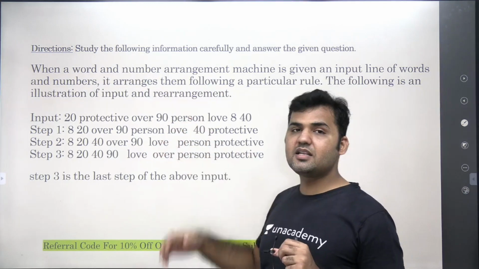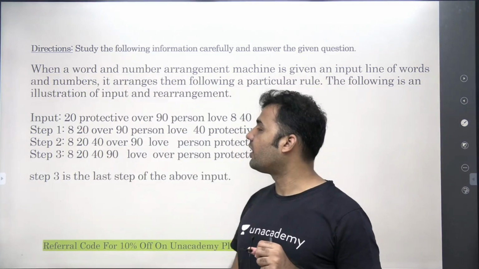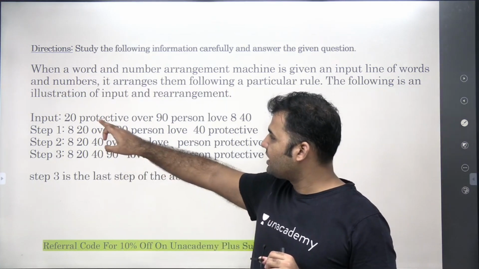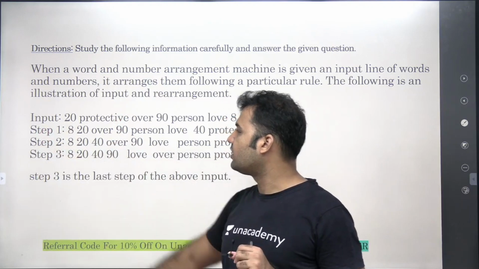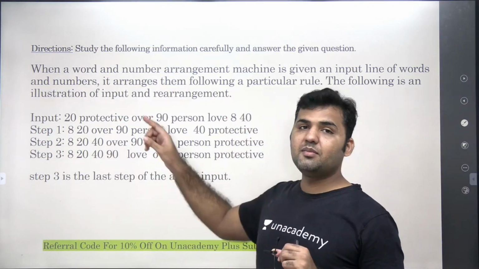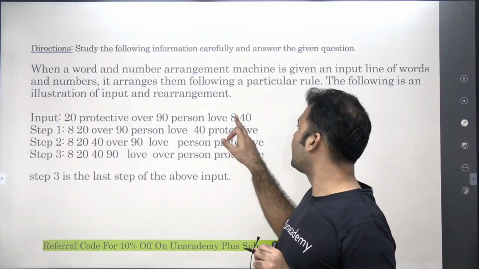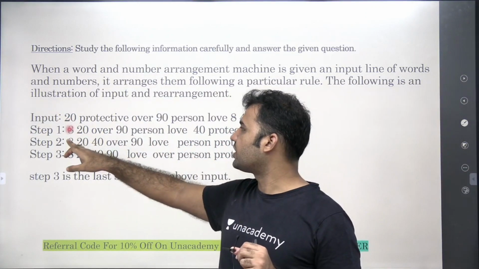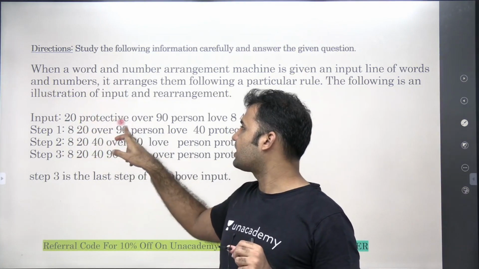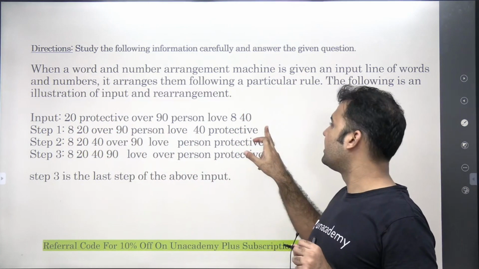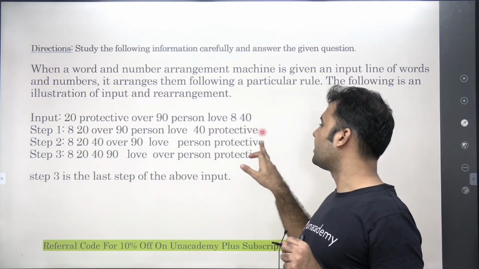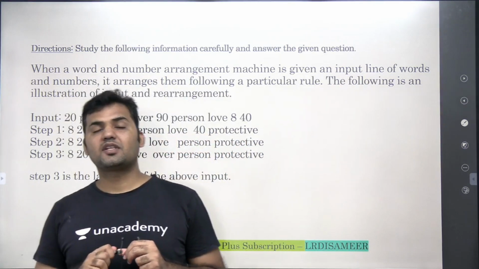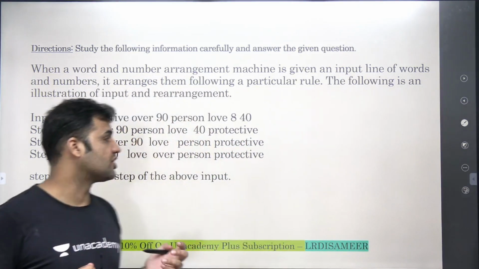Okay, how is the movement happening now? Observe step number 1. If you compare the input with step number 1, you will see that 2 elements are moving. How? You see that the number 8 was positioned here, but in step 1, 8 is positioned here. And the word protective, which was positioned at this point, has been changed to this place, right? So protective has been taken to the rightmost position, and the smallest number 8 has been taken to the leftmost position.